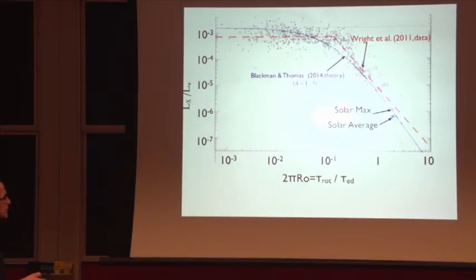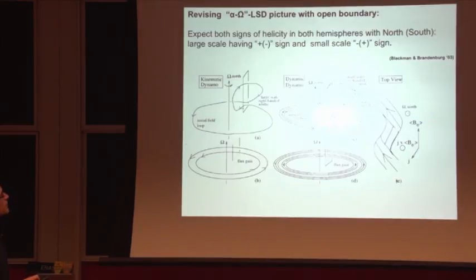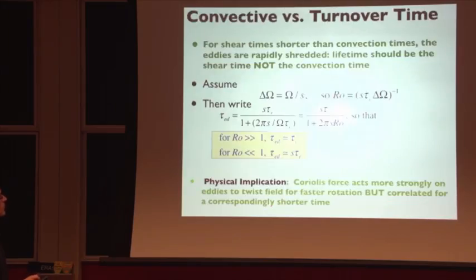Yeah, and then tau eddy is the correlation time of the eddy, but modulated by this physical ingredient that for fast rotators, the eddy turnover time just becomes the shear time scale. Yeah, in this picture, the rotation time scale is the rotation time scale of the whole star.